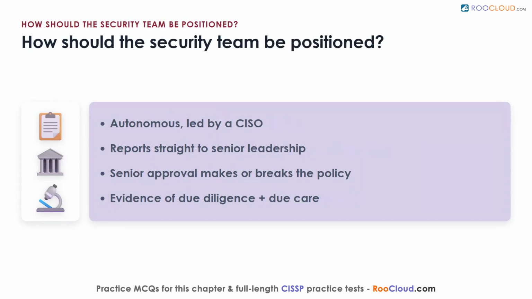How should the security team be positioned? It should be autonomous, led by a Chief Information Security Officer who reports straight to senior leadership. That direct line, whether to the Chief Information Officer, the Chief Executive, or the board, keeps security out of departmental politics and strengthens it across the whole organization. Approval from the top is the one factor no plan can survive without. A policy the leadership does not back and commit to will simply fail. Building and enforcing that policy is also evidence of due diligence and due care, which shields management from claims of negligence when a loss occurs. Think of a referee who answers to the league, not to either team on the field.